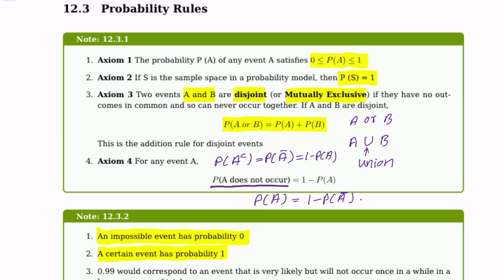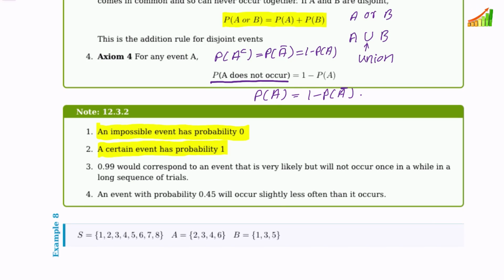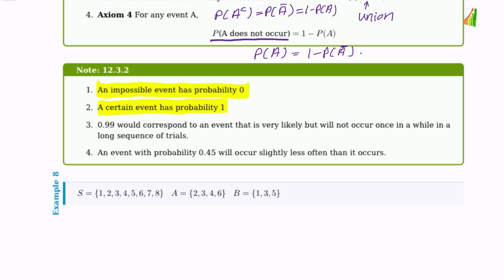Now let me explain these axioms using this example. The sample space is 1 to 8, event A is 2, 3, 4, 6, and event B is 1, 3, 5. We know A and B are events of S, right? So now are there any common elements of A and B? Yes, A has 3, B has 3, therefore 3 is a common element. So A and B are not disjoint.